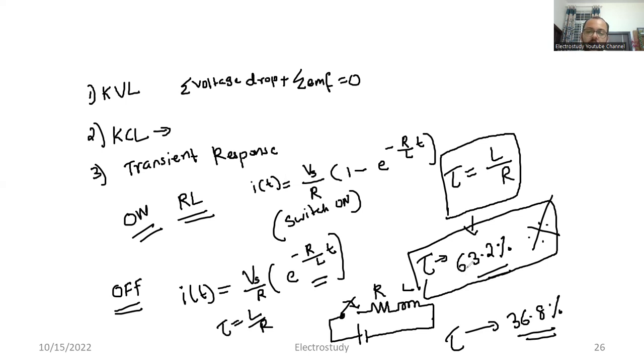This is the total time in case of on condition: the time for the current to reach 63.2% of its final value. That is the time constant. But when it comes to off condition, it is 36.8% of the lower value, or falling time. So that is the time constant. I think it's clear to everyone.